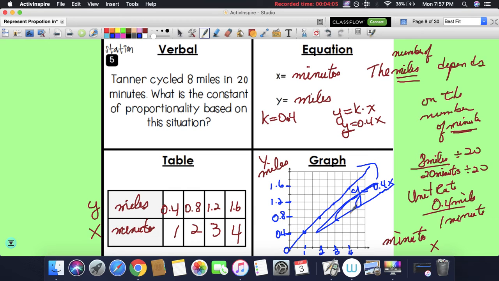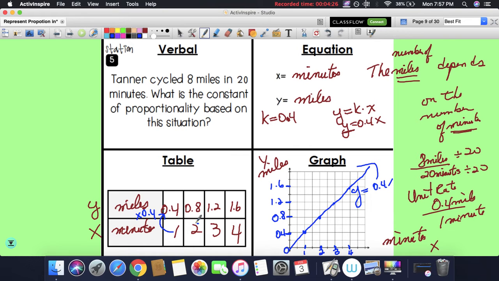So it's a straight line, number 1. Number 2, it starts at 0, 0. And therefore we know it's proportional. Okay, so if you look at your table, what's the relationship here? It's times 0.4. 1 times 0.4 is 0.4.